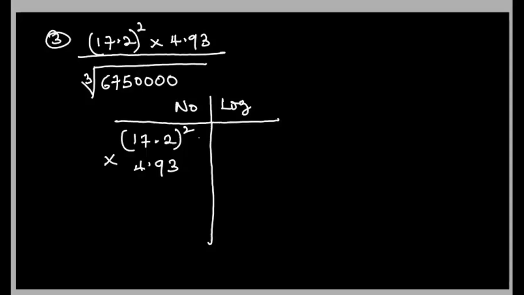Now, how do we do this? As you know, for power we multiply by the power. Now 17 here is a whole number having 2 digits, so I'll do a minus 1 and I'll have 1 point. Now we look for 17 under 2.